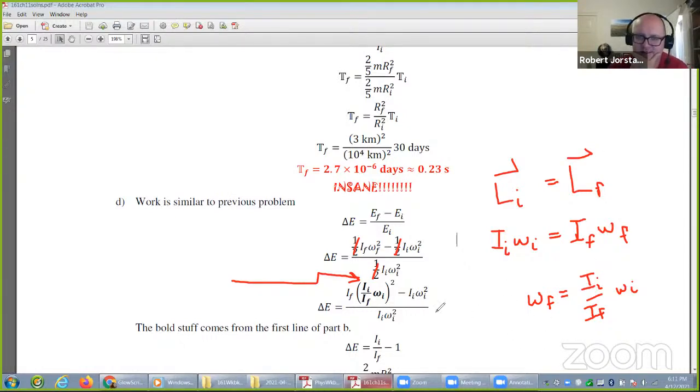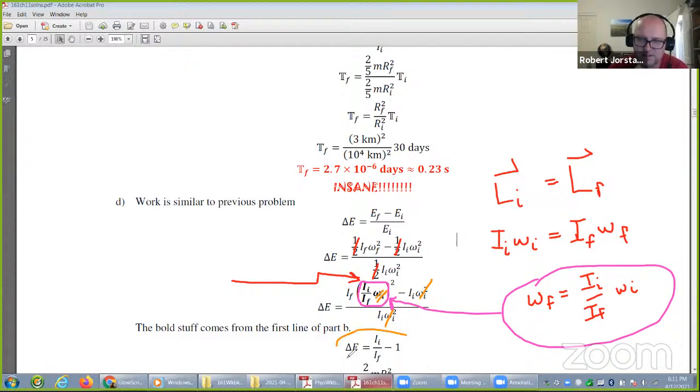So this is the step. I take this junk right here and I plug it in right there. Give me a sec. That's what I did. And why is this trick used? Well, now look, all the omega initials drop out. And we get this much simpler result.